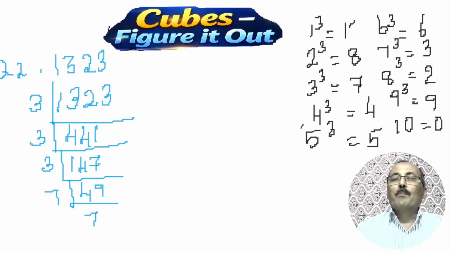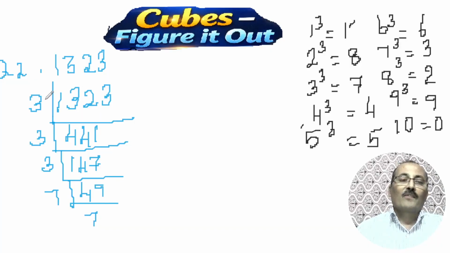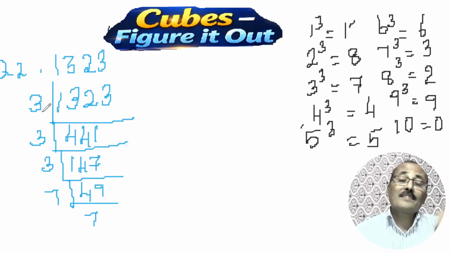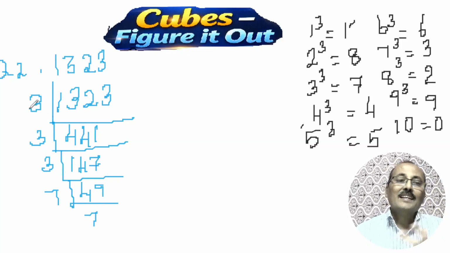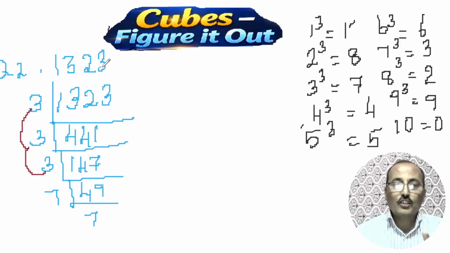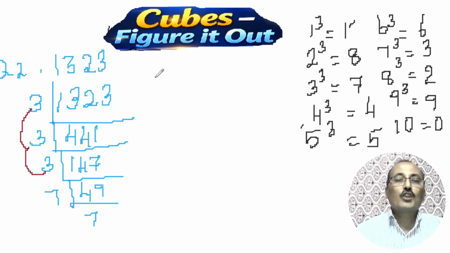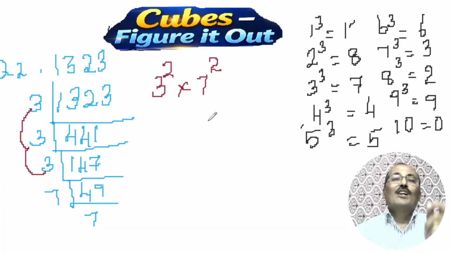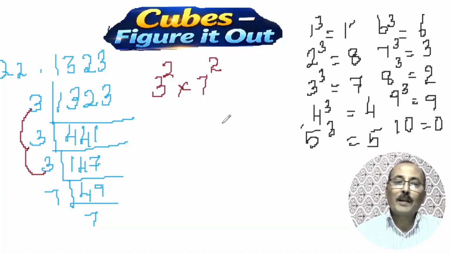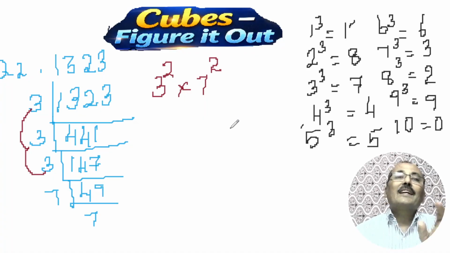Remember, is it a perfect cube? No. For a perfect square, it should be 2 pairs, but for a perfect cube, there must be 3 of each factor. So for finding the cube root, it must be written as 3 cube into 7 cube. But here there is only one 7 missing. So the question is, what number must be multiplied to this number to make a perfect cube?